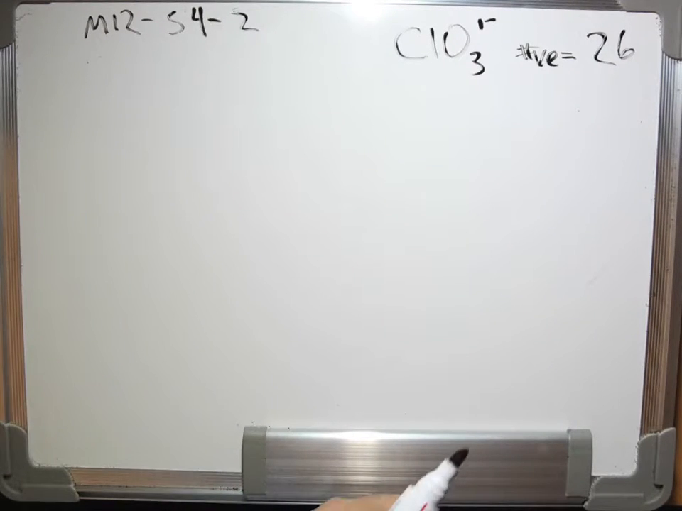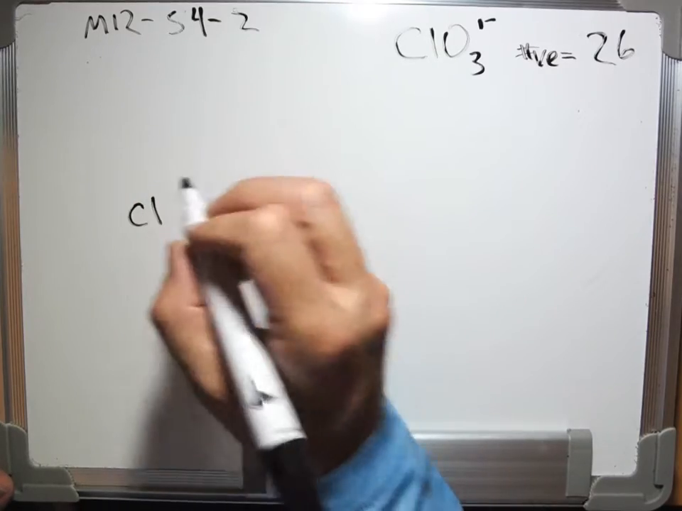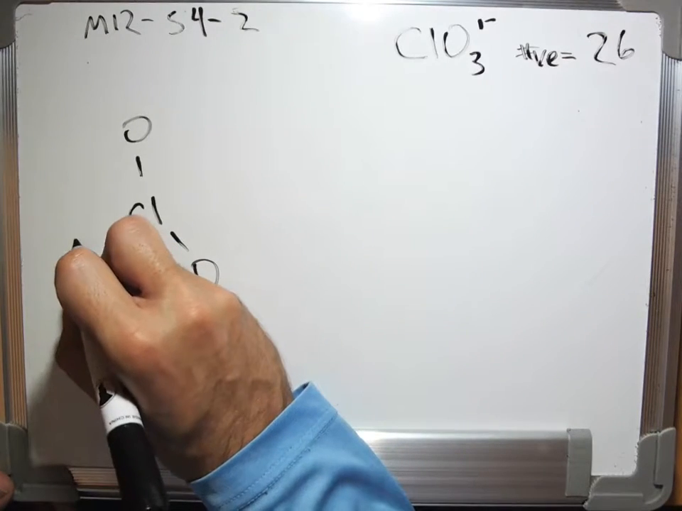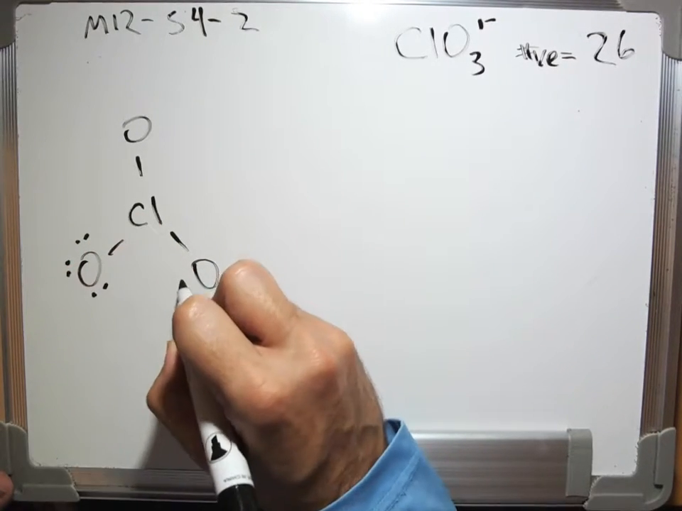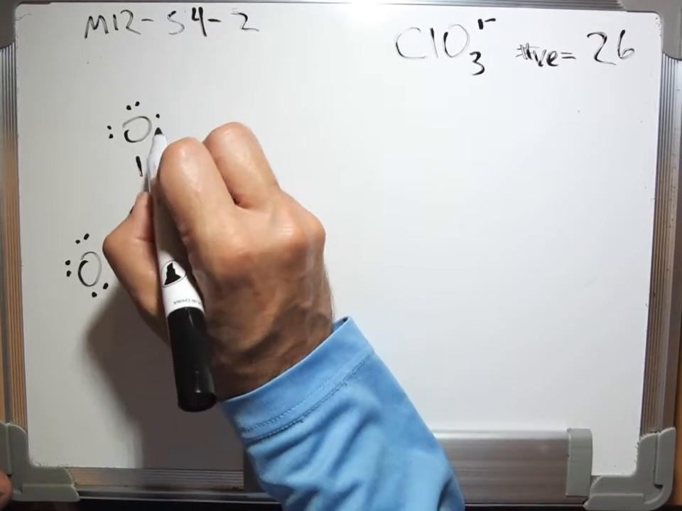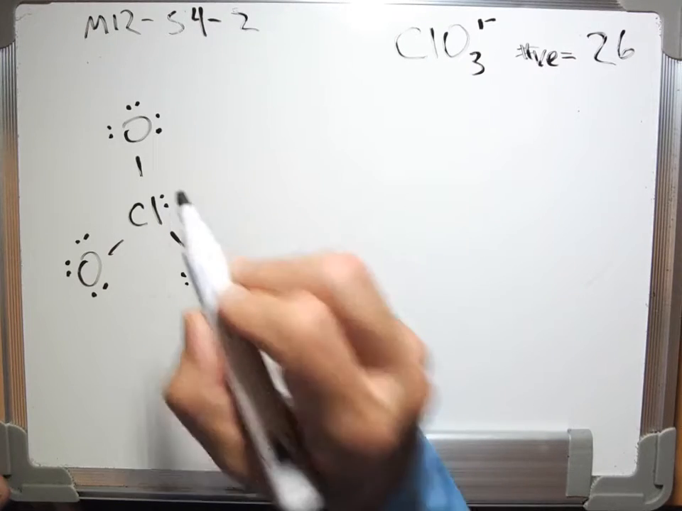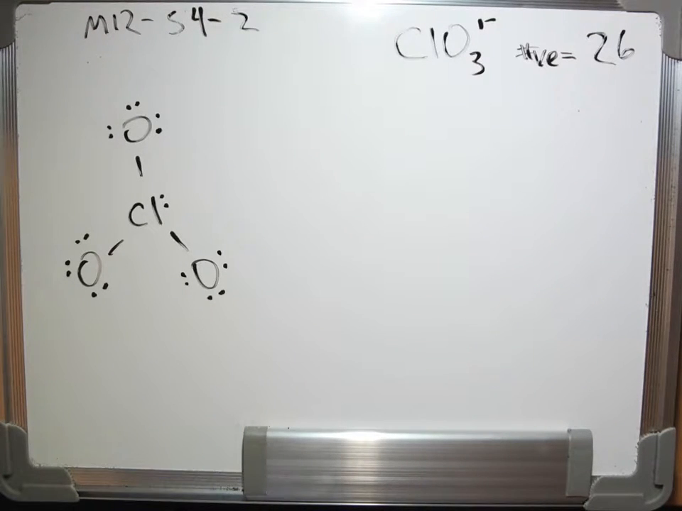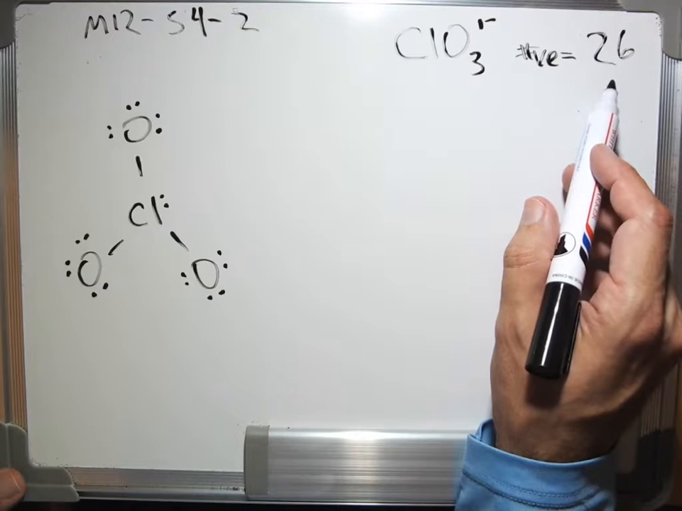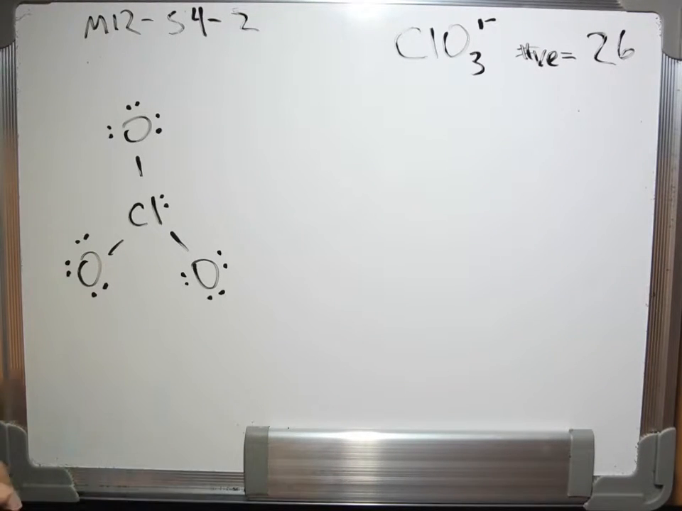All right, we will place the chlorine as our central atom. We'll attach those oxygens. We'll give everything an octet that needs an octet. Here that was everything needed an octet. And in coming up with this particular arrangement, I have used 26 valence electrons. Okay, so from the standpoint of the octet rule, things seem happy.